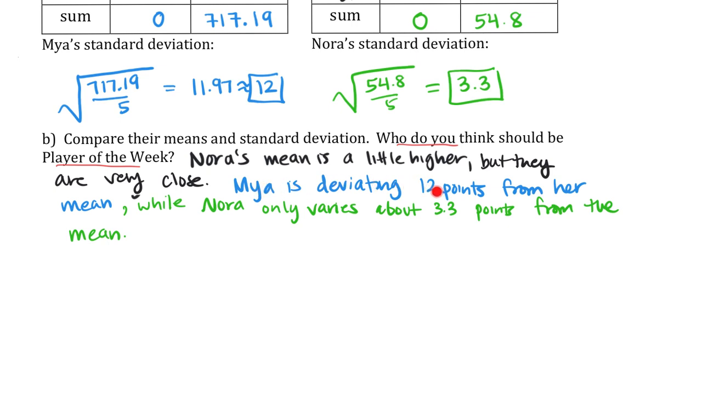Maya is deviating 12 points from her mean, which means sometimes she scores a lot of points and sometimes she scores very little points. So that could be great, if you think that, because maybe on a big game she scores a lot of points, then that could be an advantage if she has a great game that brings them over the top. So you're going to write which one you believe is your opinion, and then you're done with your notes.